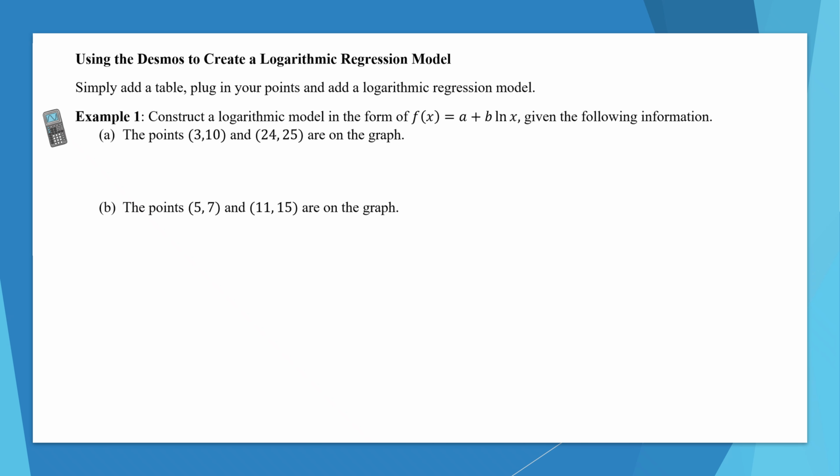You're going to add a table, plug in your 2 points, and then add a logarithmic regression model from the dropdown. And so if we take a look at example 1, it will always be given to us in this form: f of x equals a plus b ln x. So your base will be ln typically because that is the base for a lot of real world scenarios. Remember, this is the same as log base e of x.